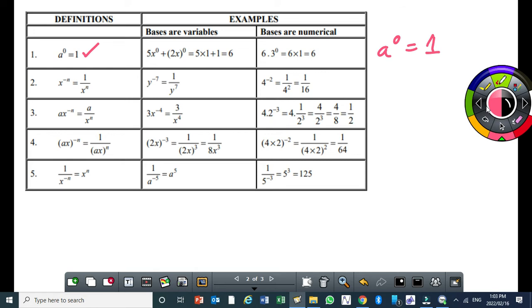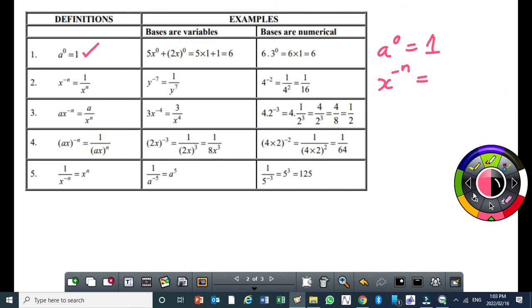Then, this one is very important now. Definition number 2, sometimes also called the law x to the power of minus n. If I give you a base x and I raise it to a negative exponent, we can convert the negative exponent to a positive, so that it becomes 1 over x to the power of positive n. You did that last day.